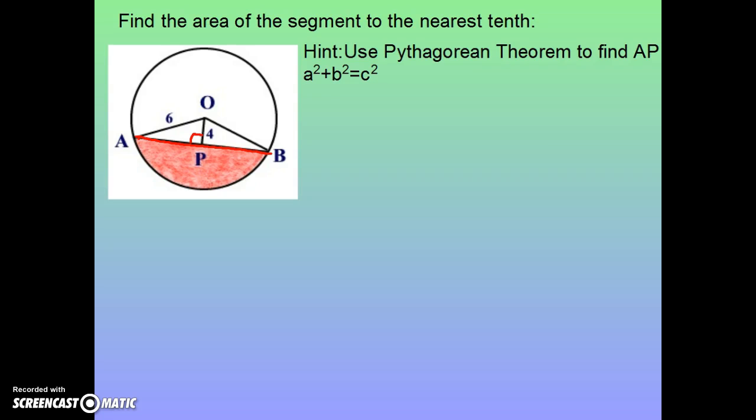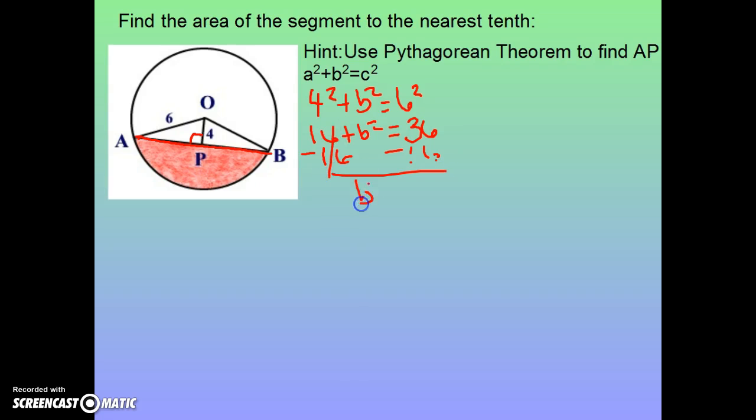In order to do that, I'm going to take 4 squared plus b squared equals 6 squared. 4 squared is 16, plus my b squared is going to give me 36. So subtract 16 from both sides. Those cancel. B squared equals 20. Taking the square root of that, b is going to be about 4.8. So since this is 4.8, I know that's going to be reflected on this side of 4.8, which means that the total length of AB is going to be 9.6.